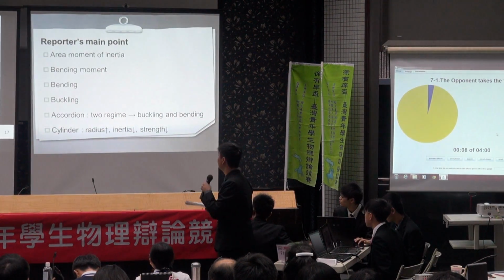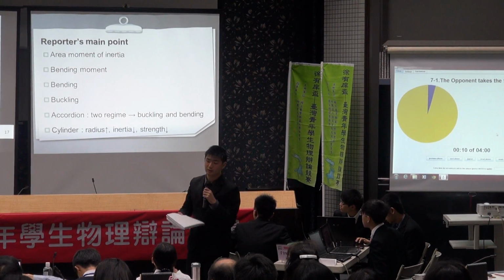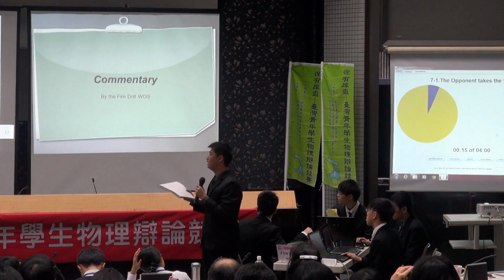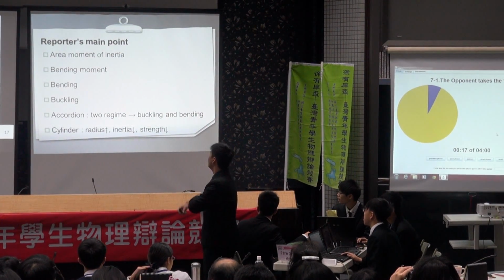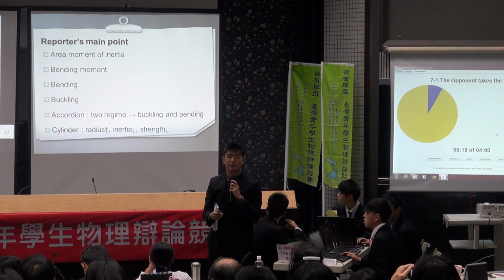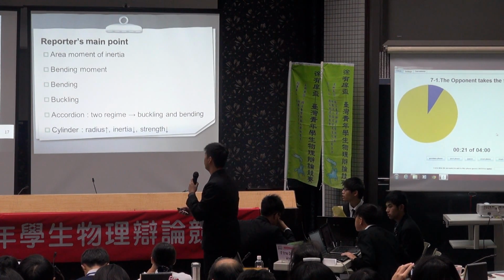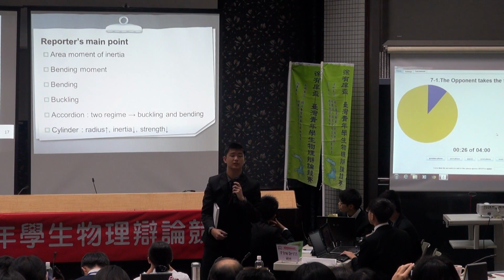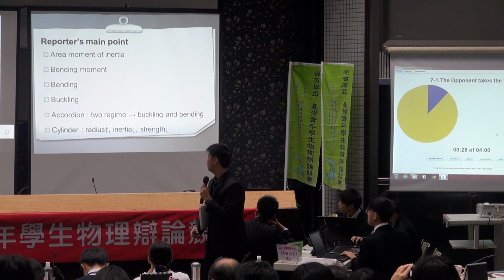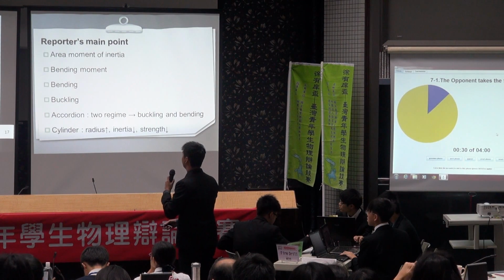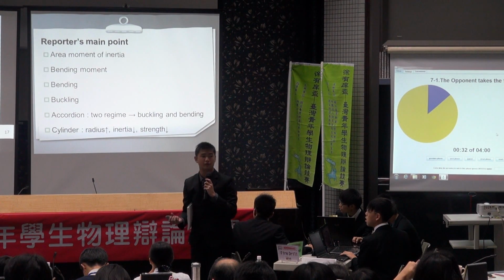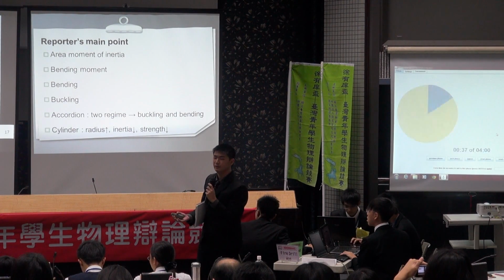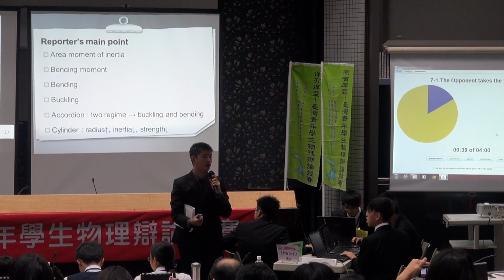And here are some of the reporter's main points. He had mentioned that he had done some paper research, and knowing why the paper bridge has strength is according to the different area moment of inertia, according to the different size and shape of the paper. And the bending moment and buckling, the reporter has given us a very clear explanation of how these effects act on the paper bridge.